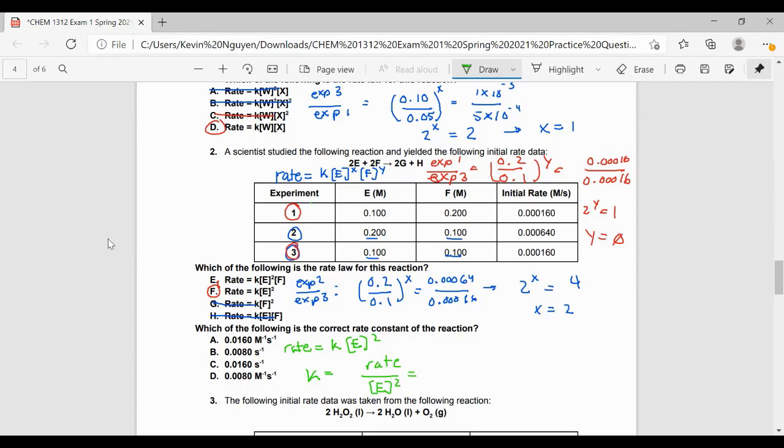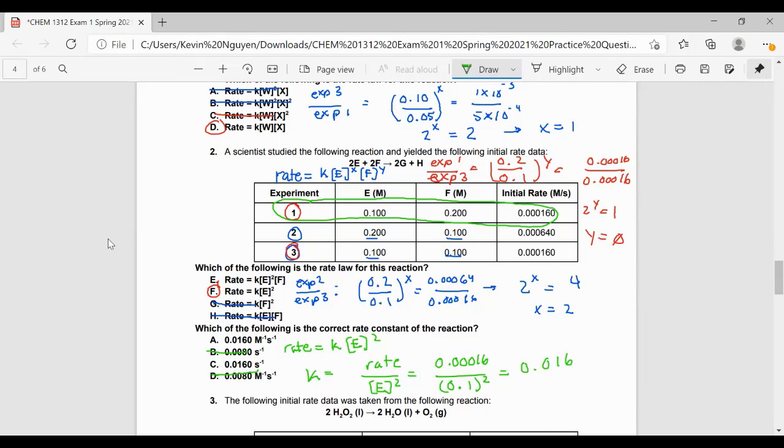And then we just choose any value. So let's go ahead and choose just experiment 1. So let's throw the rate on top there, 0.00016 all over 0.1 squared. So 0.00016 divided by 0.1 squared should get 0.016. All right, so we know it's either going to be A or C.